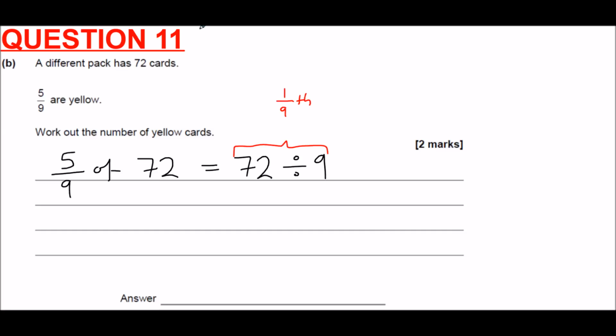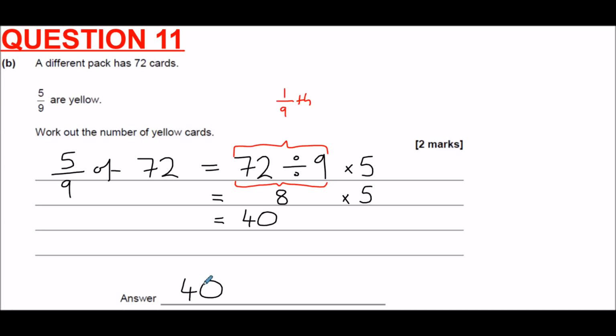So how many 9s fit into 72? The answer to that is 8. And then once we found what 1/9 is, we then want 5/9, so multiply it by 5. So 72 divided by 9, we said was 8. Then times that by 5. And 8 times 5 is 40. So 40 of the cards are yellow.